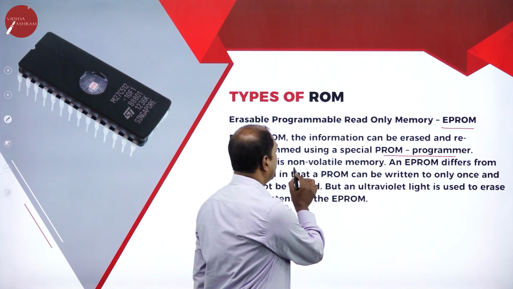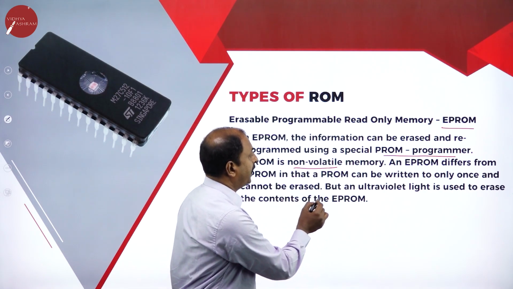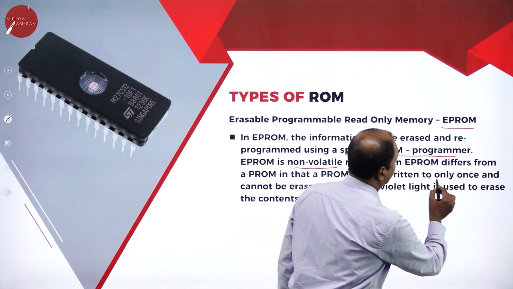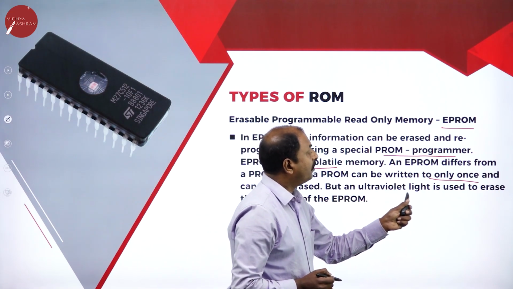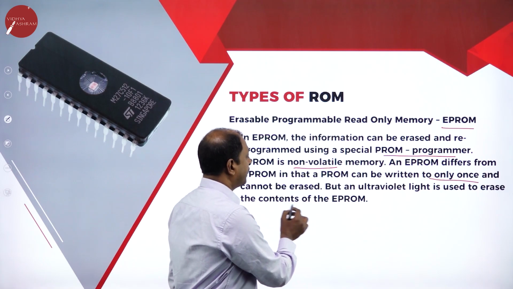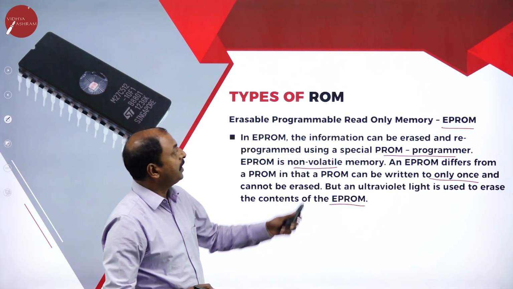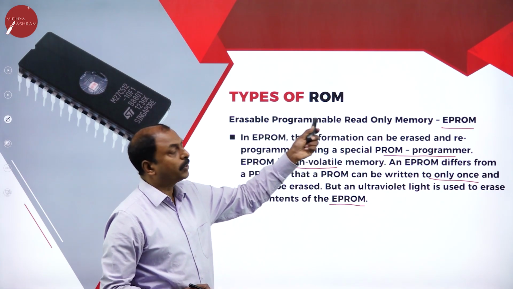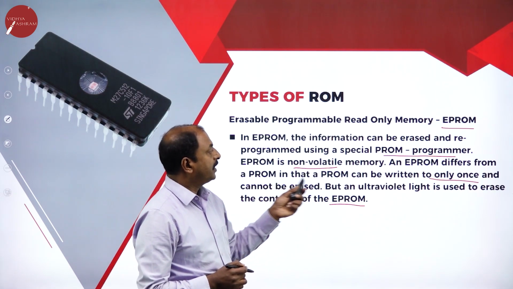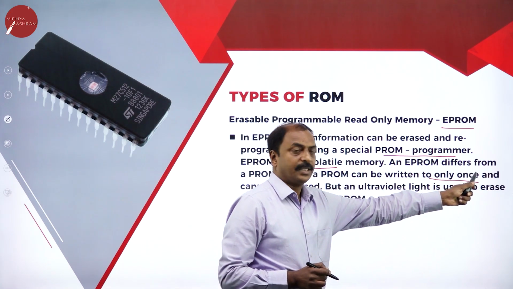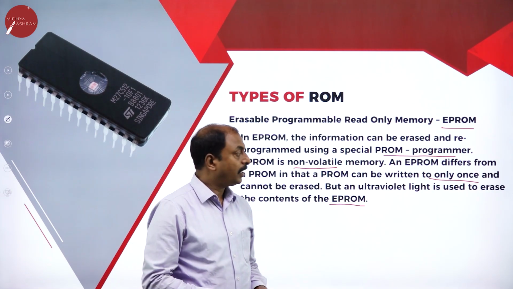EPROM is a non-volatile memory, and it differs from PROM in that a PROM can be written only once and it cannot be erased, but an ultraviolet light is used to erase the content of the EPROM. So here EPROM is erasable programmable. The meaning is that in PROM, as we have seen, the data can be written only once with the help of a PROM burner or any programmer.